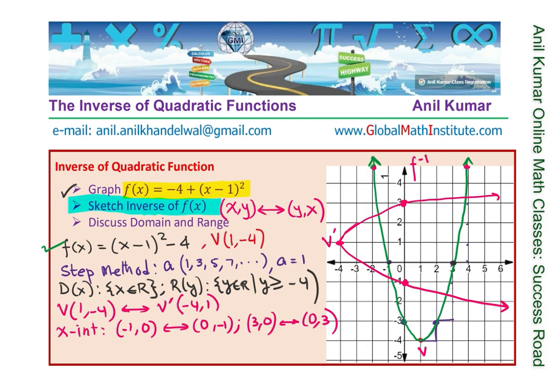Let me once again summarize what we did here. For the function, we identified the vertex, right? And then we sketched the parabola using the steps of 1, 3, 5, 7, since the value of a, the vertical stretch factor, is 1, right? So it's like the x squared graph, which is shifted 1 unit to the right and 4 units down. So it is exactly like the x squared graph, but translated 1 unit right and 4 down. Perfect.